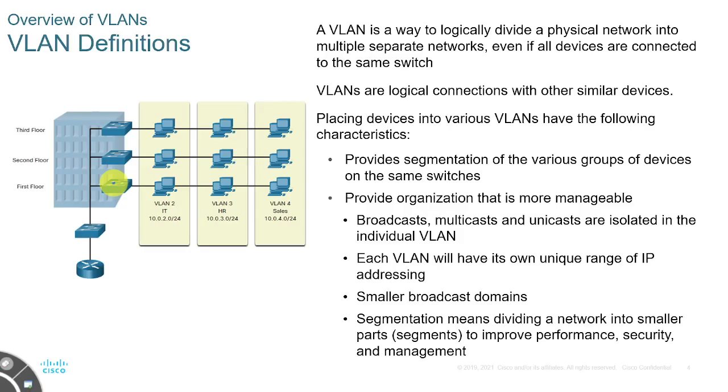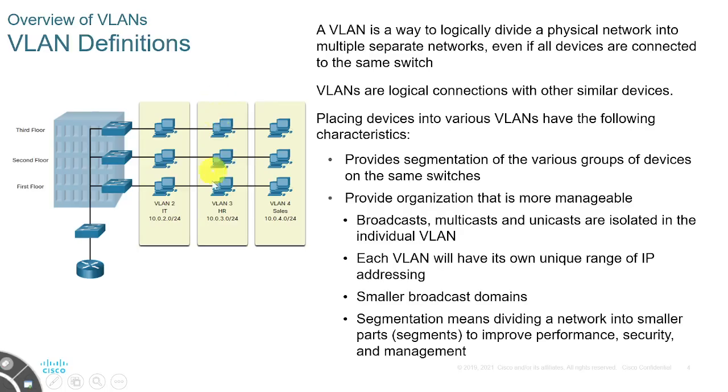So the VLAN in fact separates logically each segment of these PCs. So, for example, PCs that are related to the sales department on three different floors, we can gather them, we can assign them to the same VLAN, okay? Even though they are not connected to the same switch. We will know how to do that.